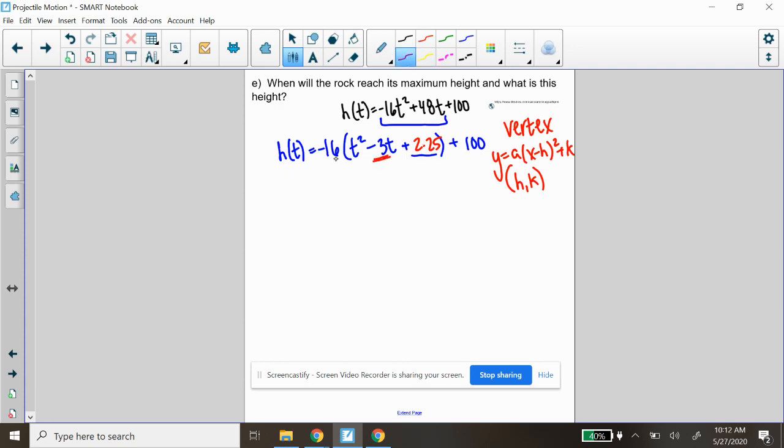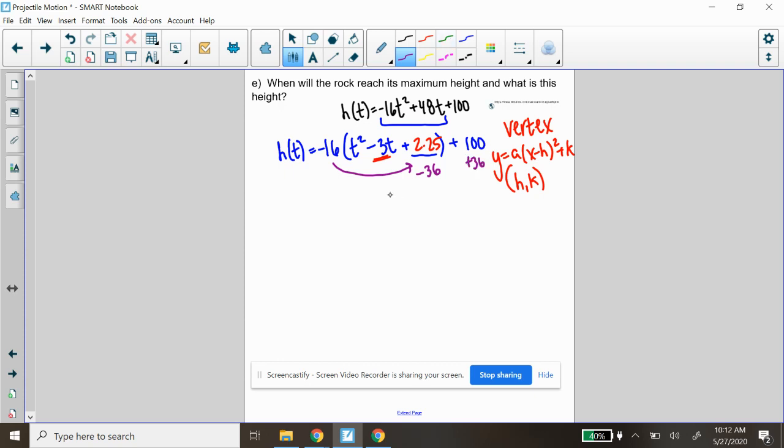Hopefully you remember from last week, we're taking half of this value and squaring it to get to complete the square. Now, what we've actually done here is, I'm going to distribute this negative 16 in a second, and what happens is I'm subtracting 36. And I need to undo that. I need to keep my equation balanced. So I'm going to add 36 here.